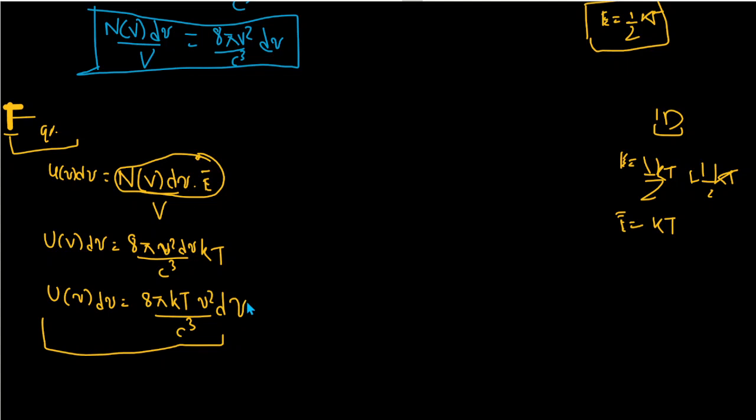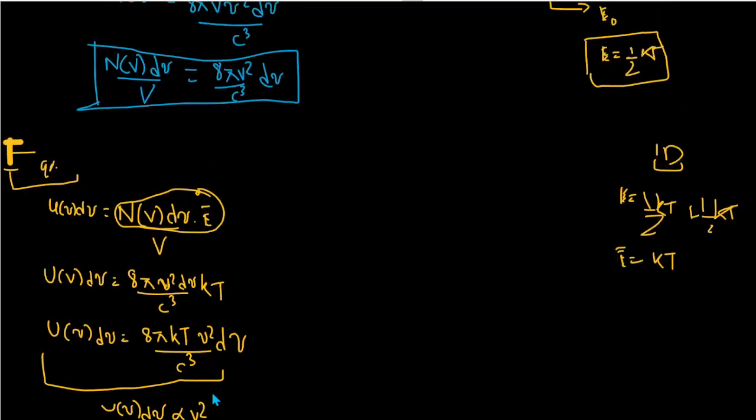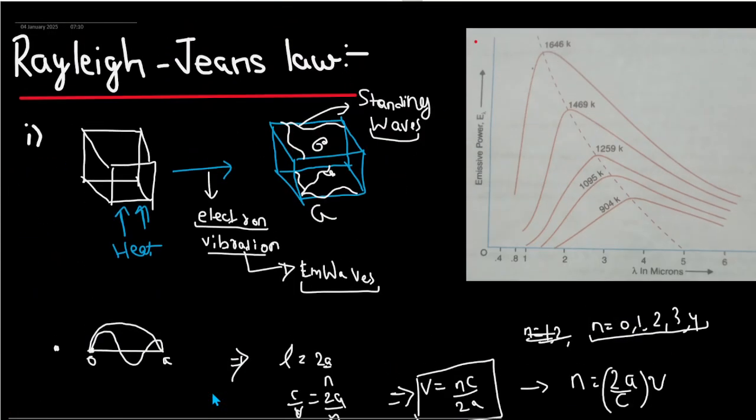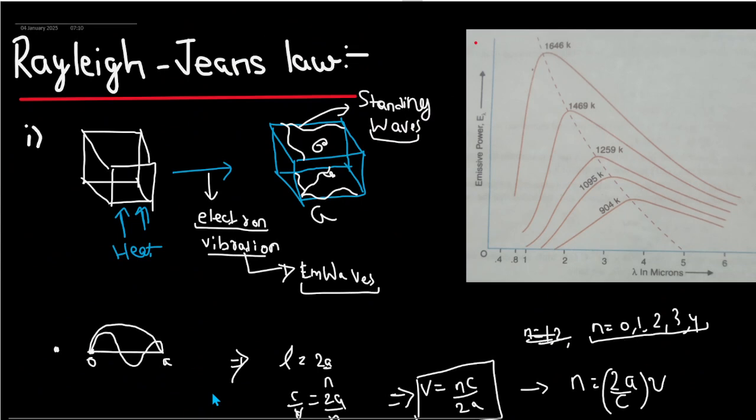Now we are going to deal with some of the problems with this particular equation of the Rayleigh-Jeans law. If you see this expression carefully, the energy density, which is energy emitted per unit volume, U_ν dν, is directly proportional to ν². Oh my God. So according to this result, that it is directly proportional to ν², the graph should look like this.